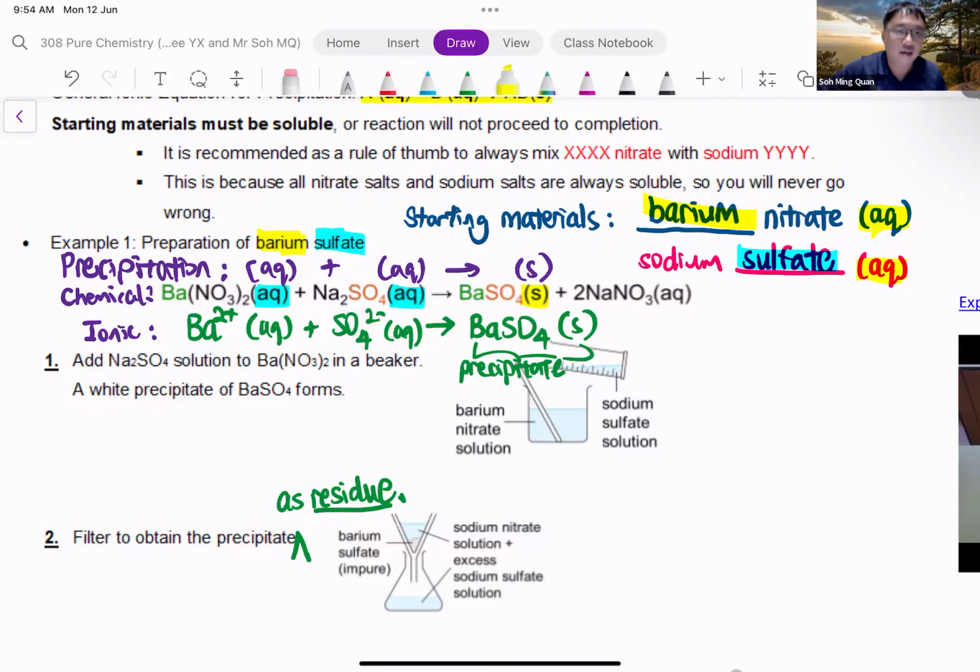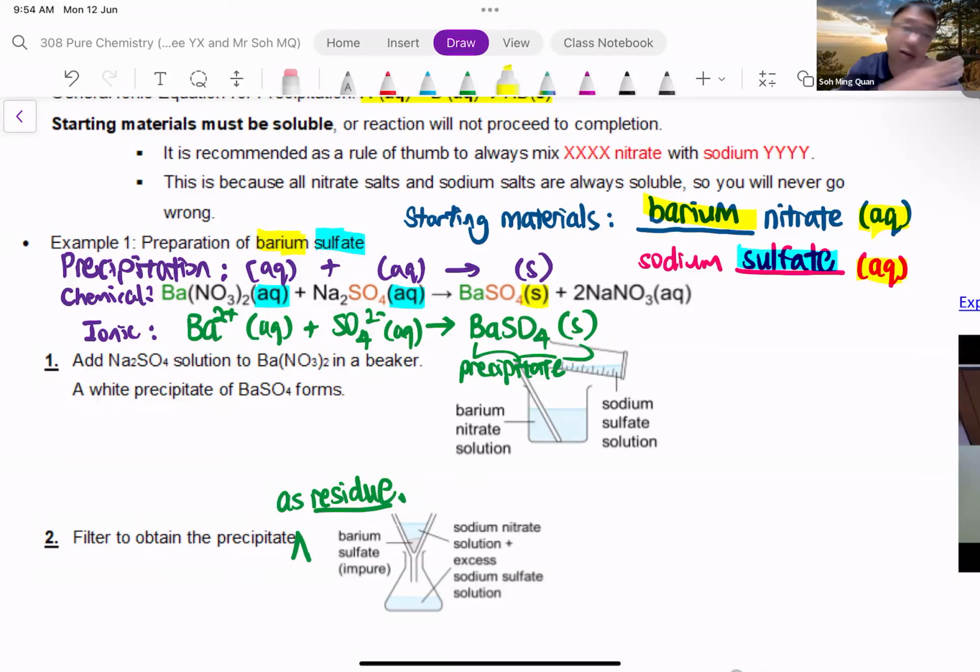Having said that, are you able to use other solutions containing sulfate ions? Are you able to use sulfuric acid, for example? Yes. You can use aqueous dilute sulfuric acid because sulfuric acid solution contains sulfate ions. However, that's not the best method. This is because if you were to use sulfuric acid, your final precipitate contains traces of acid on it, which can be a little bit difficult to remove.